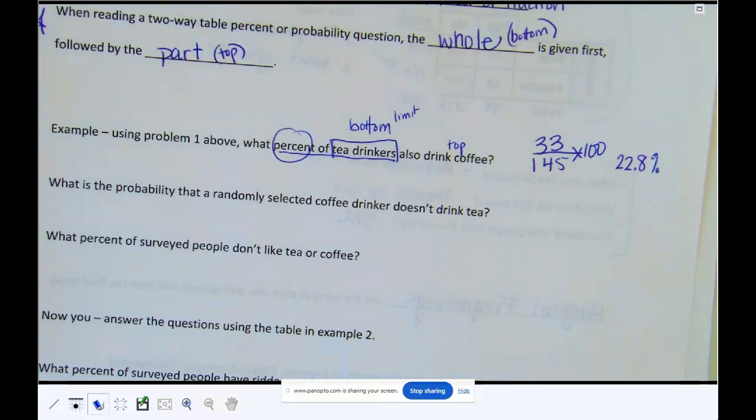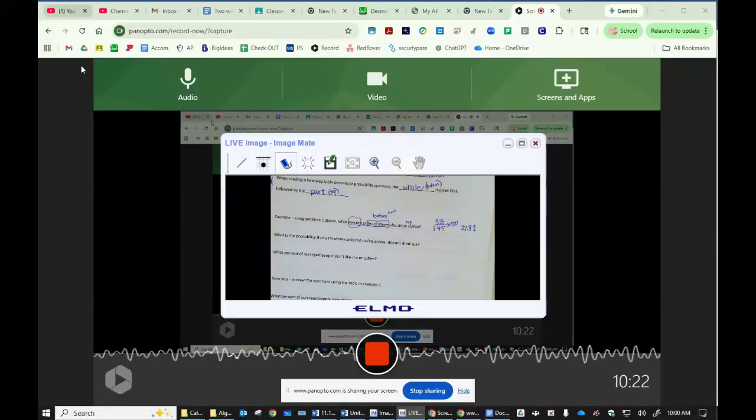Okay, we're going to pick up there tomorrow. Go ahead and make sure you save that. We will go over your quiz first thing tomorrow and continue with this.